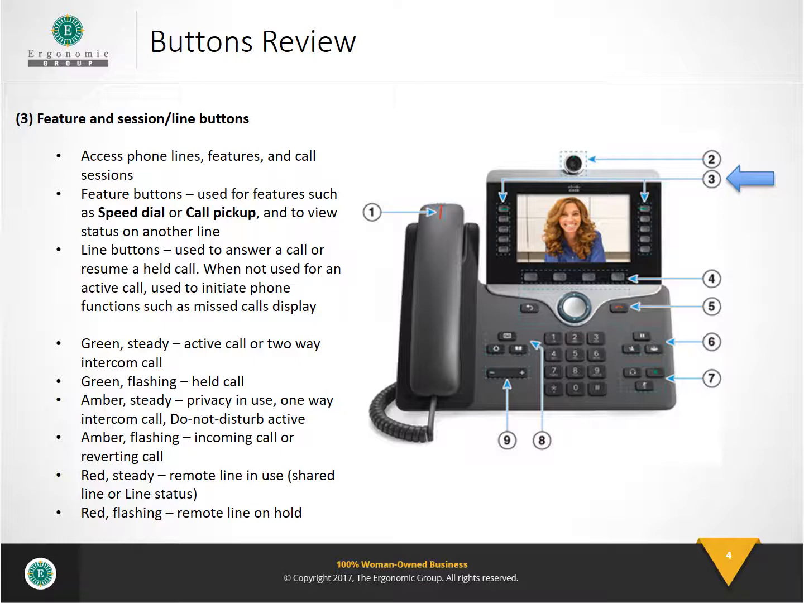When these lights are green and steady, this means an active call or two-way intercom call is in session. If the light is green and flashing, this means a call is on hold. If the light is amber and steady, this means privacy is in use, a one-way intercom call is in session, or do not disturb is active. If the light is amber and flashing, this means there is an incoming call or a reverting call. If the light is red and steady, a remote line is in use, otherwise known as a shared line or line status. If the light is red and flashing, this means a remote line is on hold.